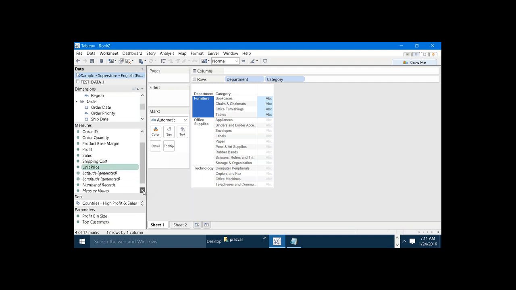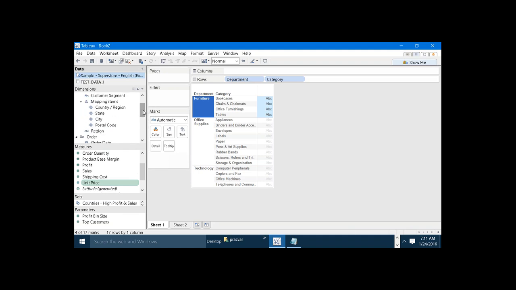And finally, latitude and longitude. Here we see latitude and longitude in brackets marked as generated. It means Tableau is automatically generating these two fields. When will Tableau automatically generate latitude and longitude? When our data source contains geographic dimensions. Here our data source has geographic dimensions like country, state, and city.